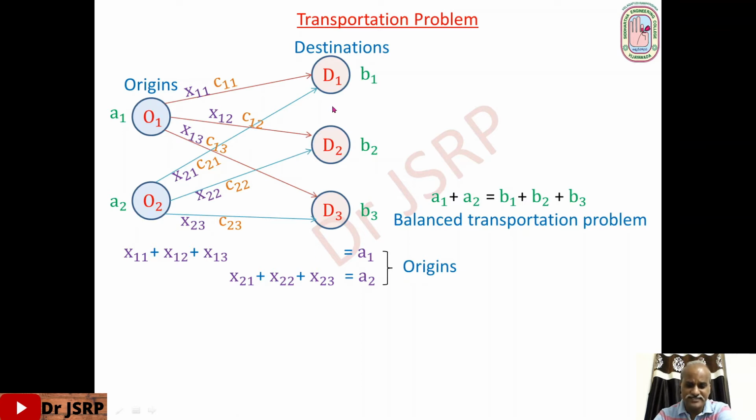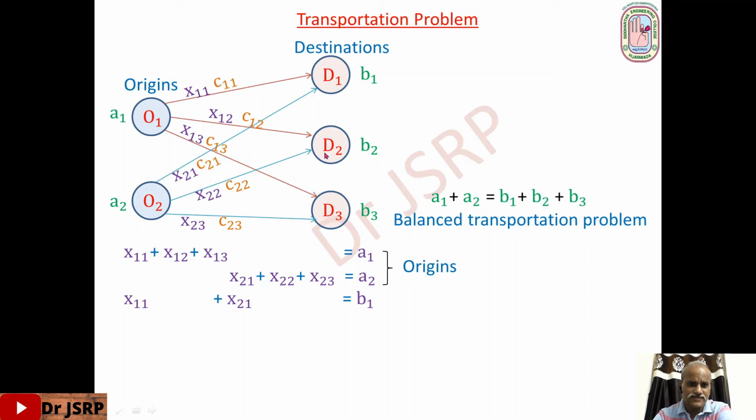Similarly for destinations. At first destination, the required amount is B1 units. Based on the decision variables, from first origin to first destination x11 units, from second origin to first destination x21 units. So total units transported to first destination is x11 plus x21, and the required amount is B1. So here also the relation is equality type, since all available amounts equal all required amounts.